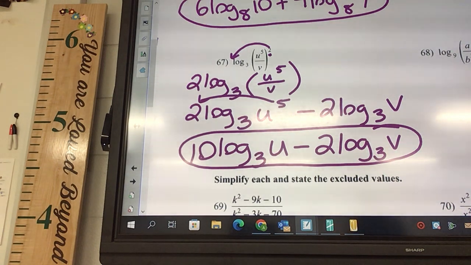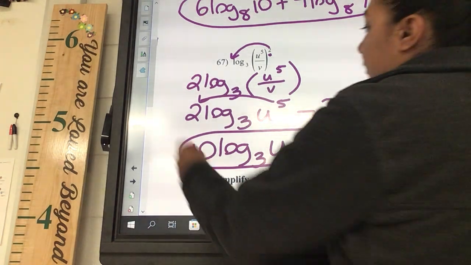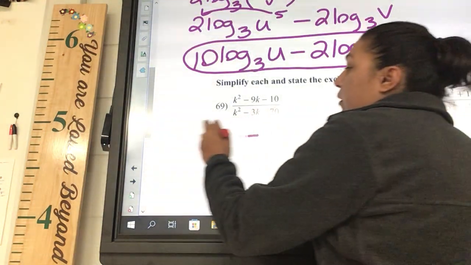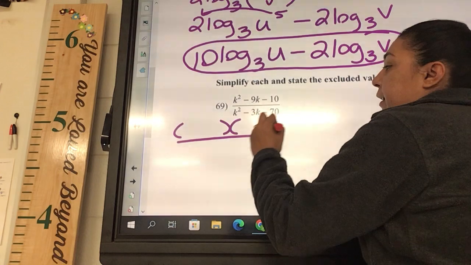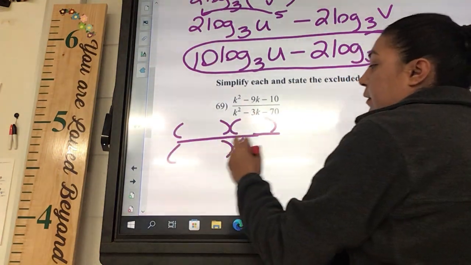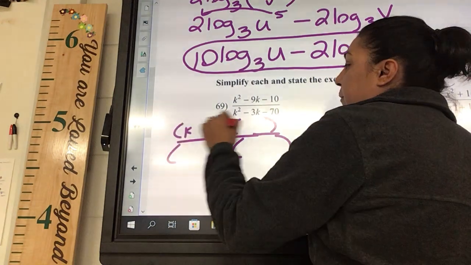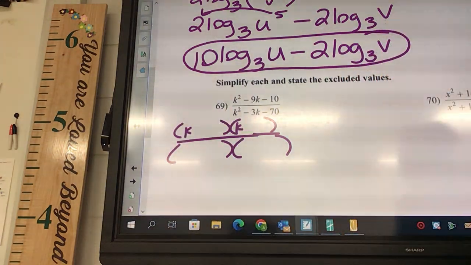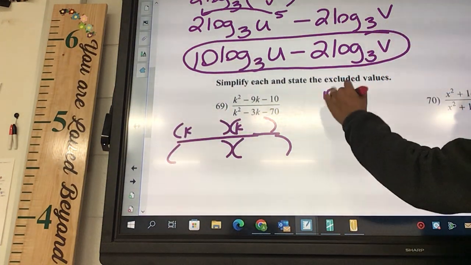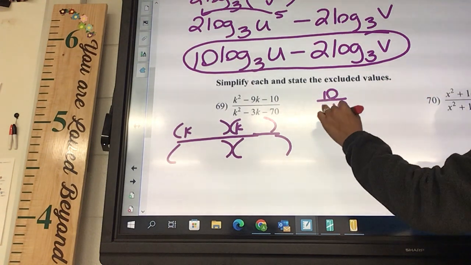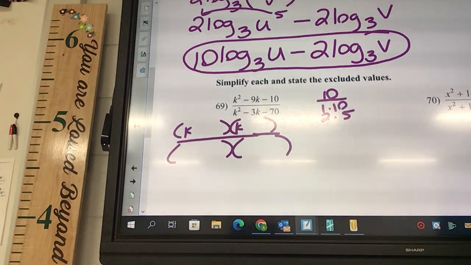Okay, and then the last 4, what we just took a test over. They want you to simplify these. So it's going to be factoring first. So we can go ahead and draw our thing in our 2 brackets. And dealing with the first one, we say, okay, what are some factors of 10? 1, 10, 2, 5.